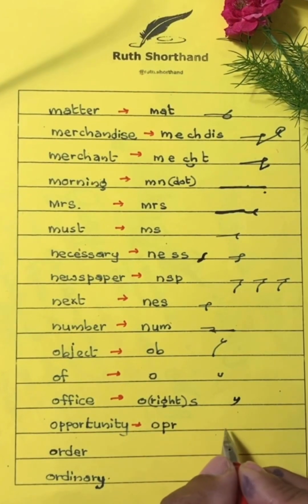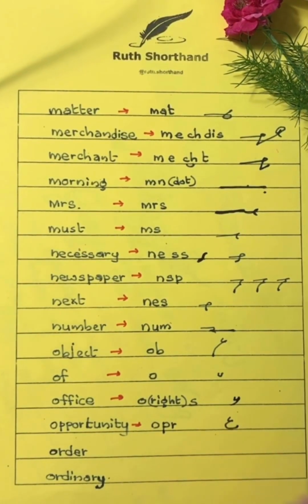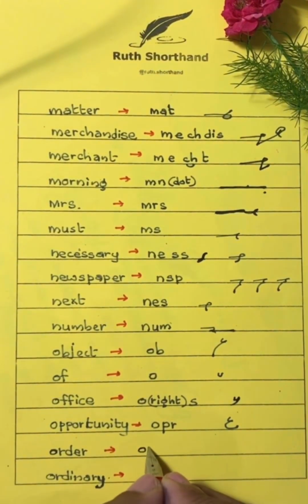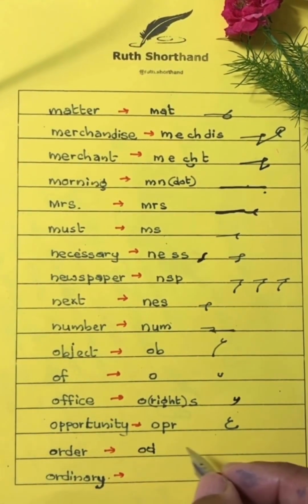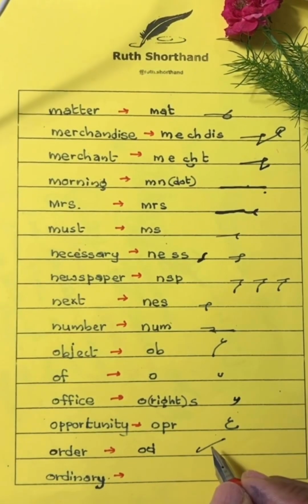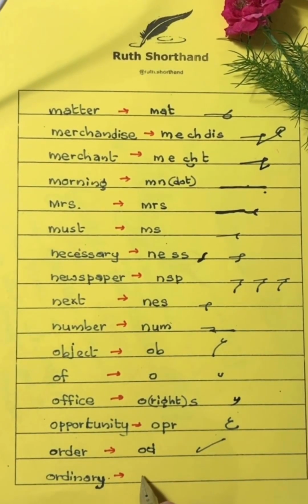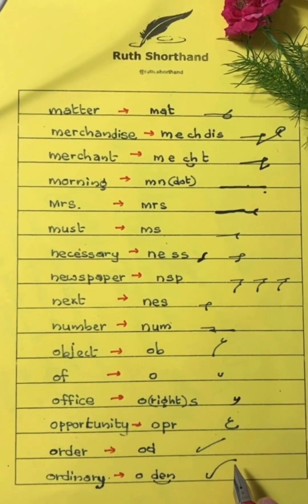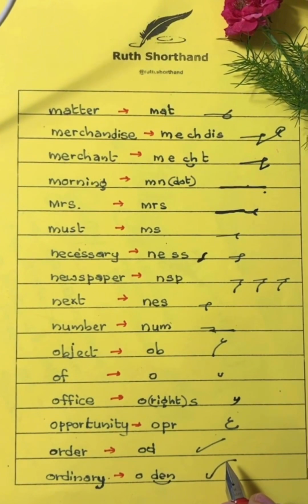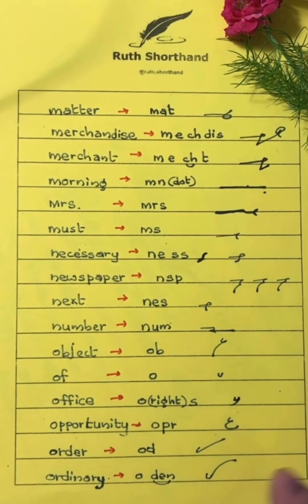Opportunity, O-P-R, this is opportunity. Now order, O-D, this is order. Ordinary, O, den, this is den. O, den, ordinary, okay.